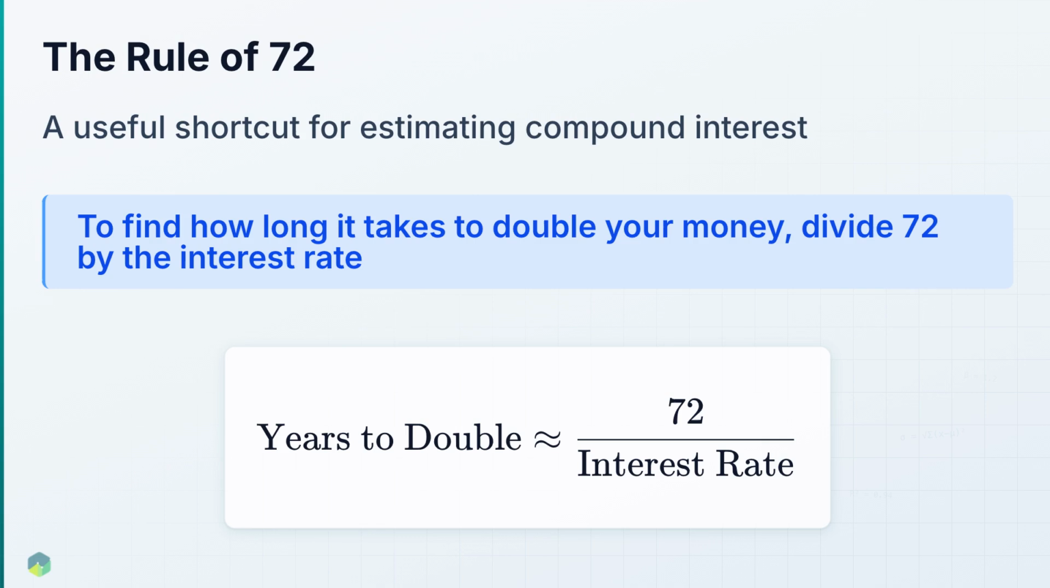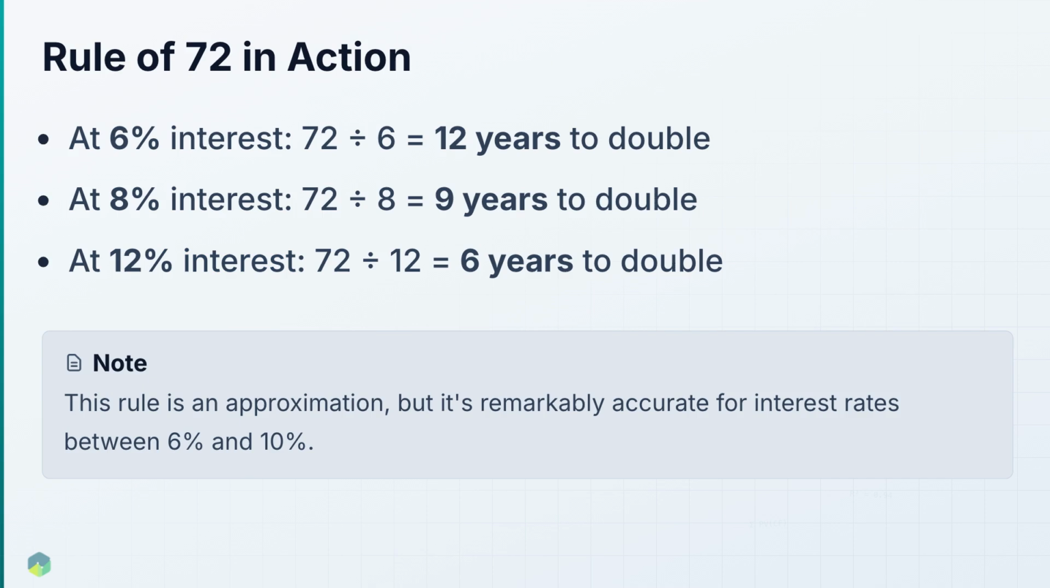To find how long it takes to double your money, simply divide 72 by the interest rate. It's remarkably accurate for interest rates between 6% and 10%. Let's see it in action. At 6% interest, divide 72 by 6. Your money doubles in about 12 years. At 8%, it's 9 years. At 12%, just 6 years to double. It's a quick mental calculation that helps you understand the power of different interest rates.